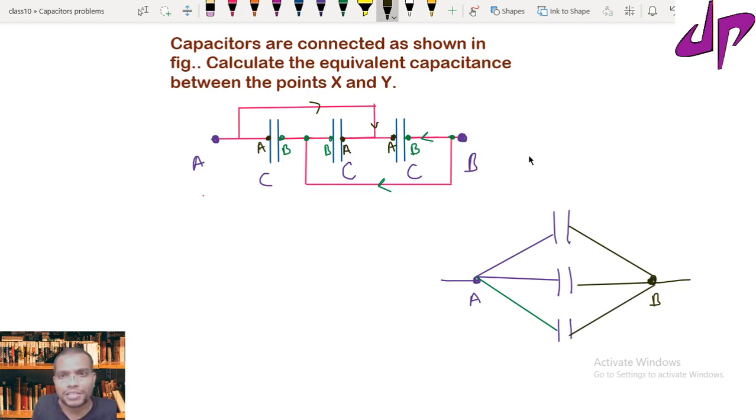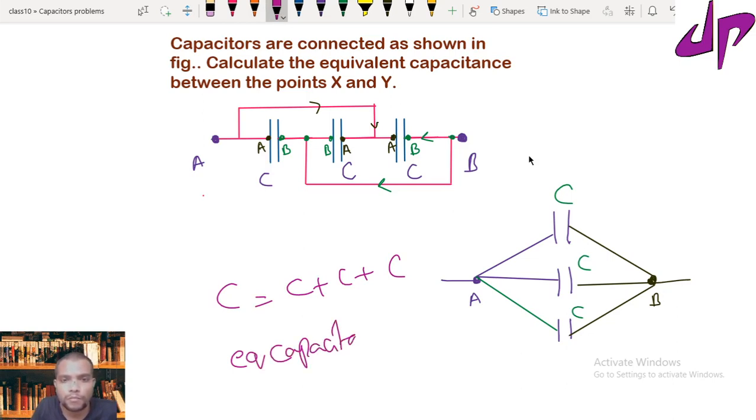Now the given circuit has changed into a known circuit, which we know. So now these three capacitors of capacitance C are connected in parallel. So what is the equivalent capacitance between A and B? Since it is in parallel, the equivalent capacitance C equal to C plus C plus C. So the equivalent capacitance equals 3C. So the circuit after simplification came to our known circuit. So this is how to simplify the circuit.